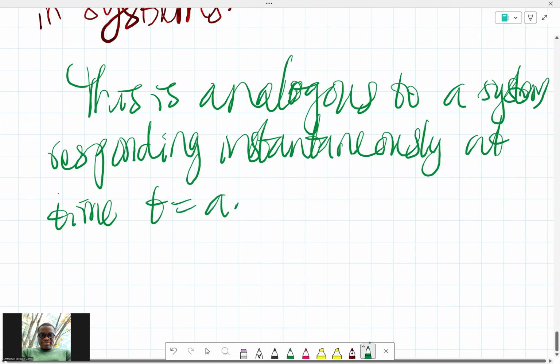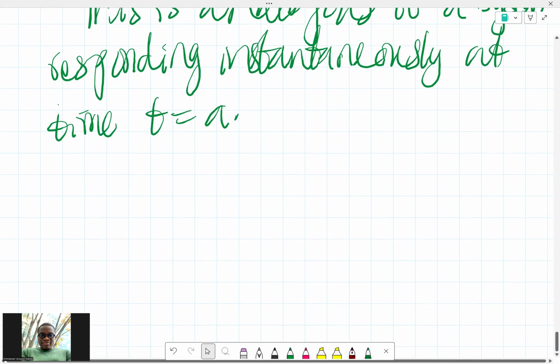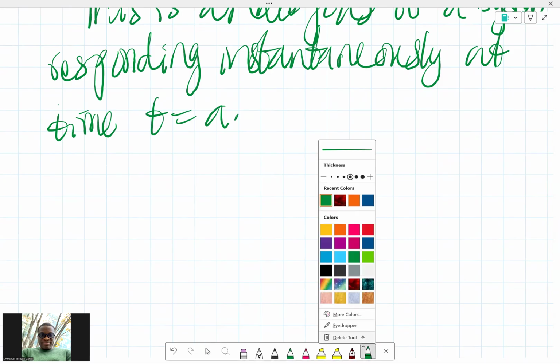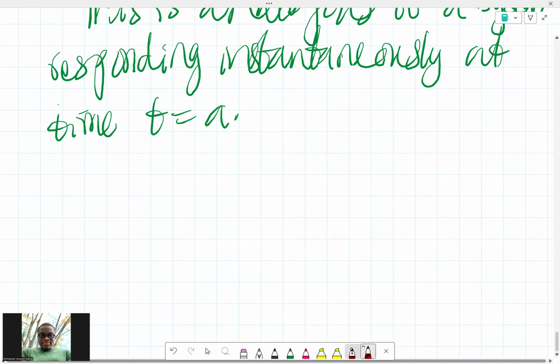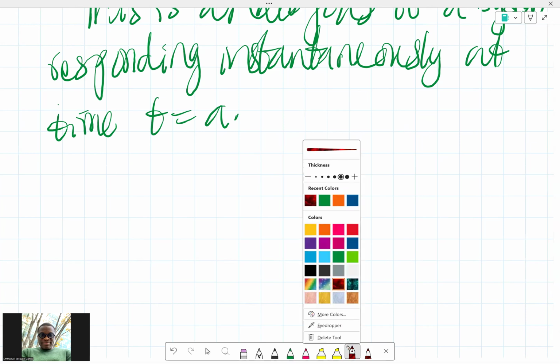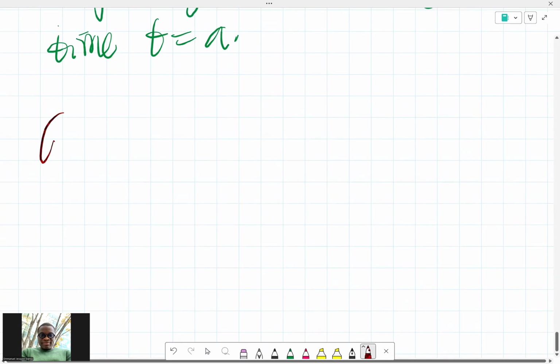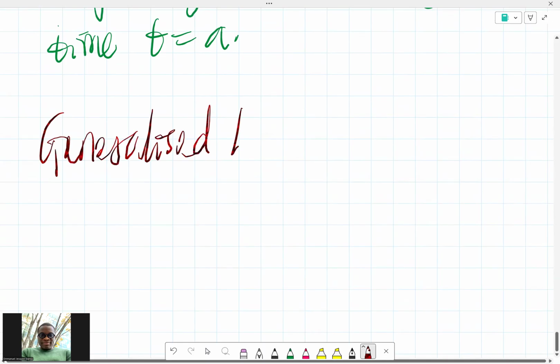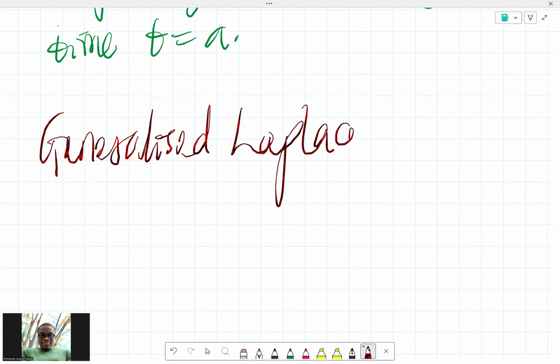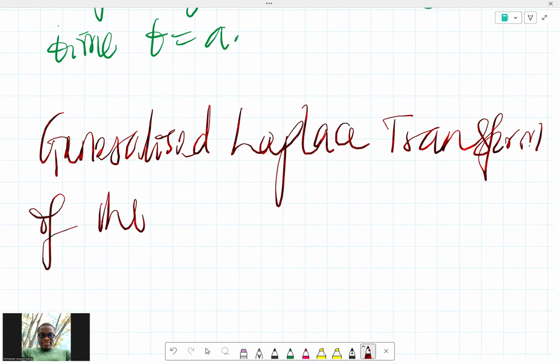So let's talk about the generalized Laplace transform of the Dirac delta function.